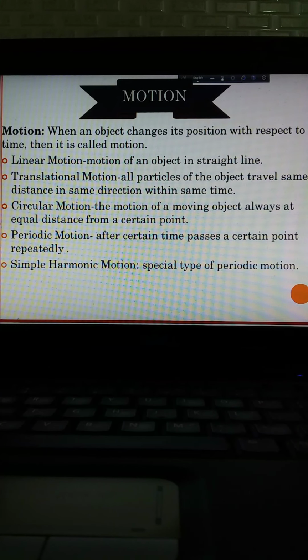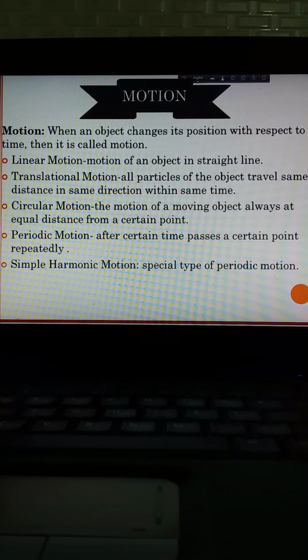And if the opposite happens, that is called rest. That is, when an object doesn't change its position with respect to time, then it is called rest. There are different kinds of motion, as you have known earlier: linear motion, translational motion, circular motion, periodic motion, simple harmonic motion.